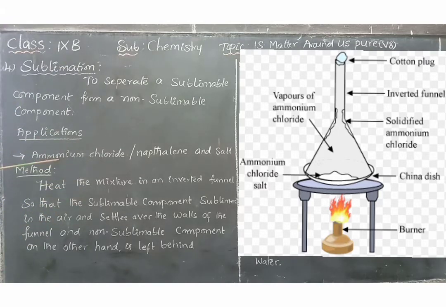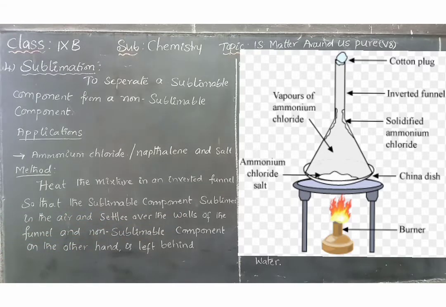An application is separating ammonium chloride, naphthalene and salt. You know already, whenever heat is applied to ammonium chloride or naphthalene, it is directly converted into gas. It is sublimation. So how to separate it from the mixture with the help of the difference between the sublimable component and the non-sublimable component? The method is, take the mixture and heat it in an inverted funnel so that the sublimable component sublimes in the air and settles over the walls of the funnel.